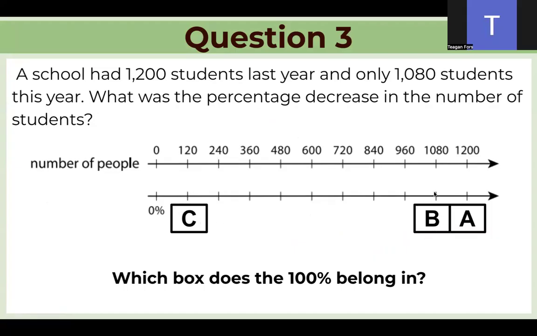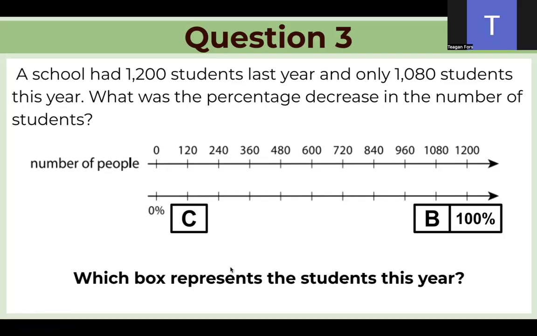Is it B right here at 1,080? Or is it A right here at 1,200? Take a guess. If you guessed letter A, you are correct. Our starting amount is how many students we had last year. So since we had 1,200 students last year, that's where we start at 100%. And then we know that this year we have only 1,080 students. So we have decreased, and we need to figure out what is the percentage decrease in the number of students.